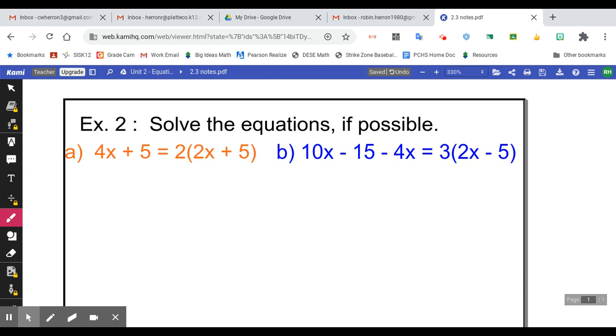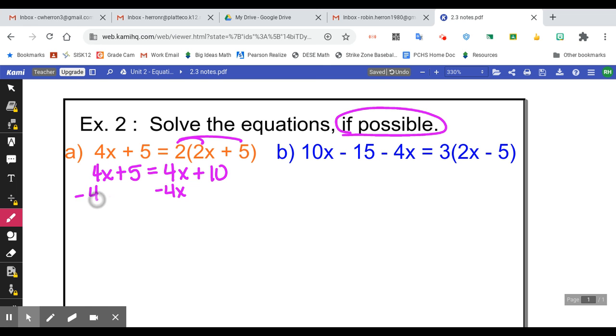So, last part, solving the equations if possible. Now, this part right here means that something special is going to happen. So let's pay attention to that. So we've got 4x plus 5 that drops down. 2 is going to be distributed, so we have 4x plus 10. Again, I like to move my variables to the left, so I'm going to move my 4x by subtracting it.